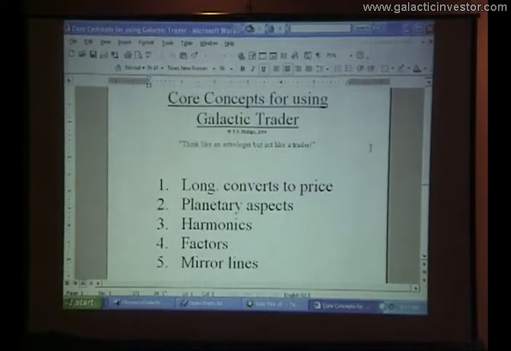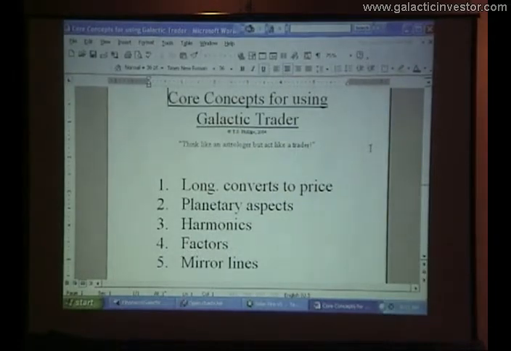Okay, and if you notice here, something I put together called Core Concepts for Using Galactic Trader. I mentioned think like an astrologer, but act like a trader. What does that mean, to act like a trader? Well, you've got to think in probabilities, money management, have technical tools, limit your risk, have profit targets, and be reasonable. But to use Galactic Trader in an effective way, you have to think in an astrological way. It requires a certain way of thinking, which I'm going to be showing you in a simplistic way.